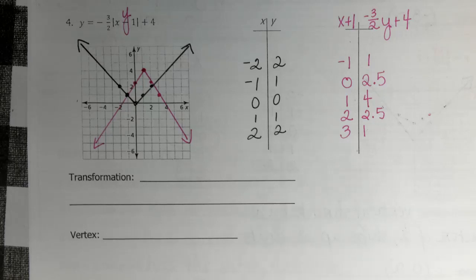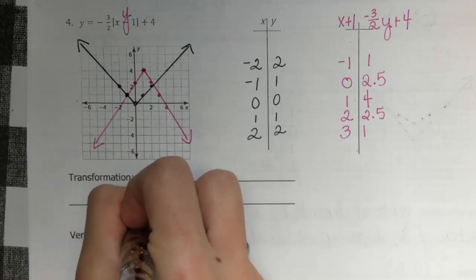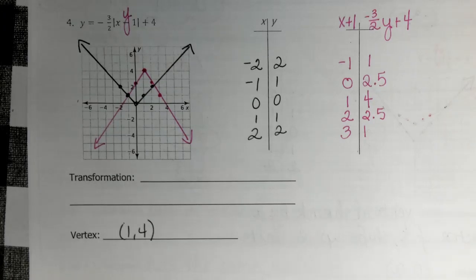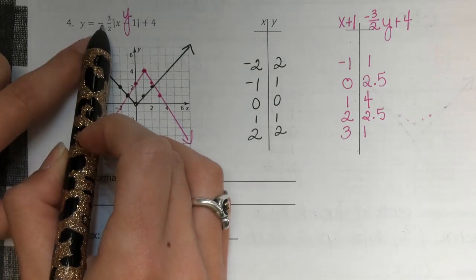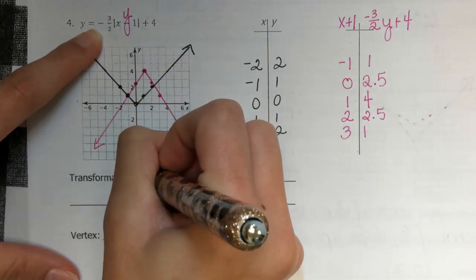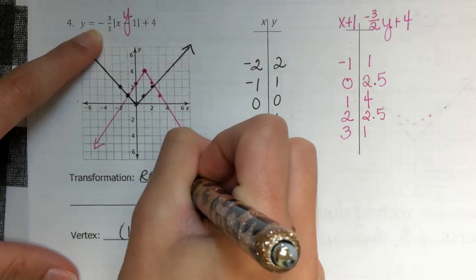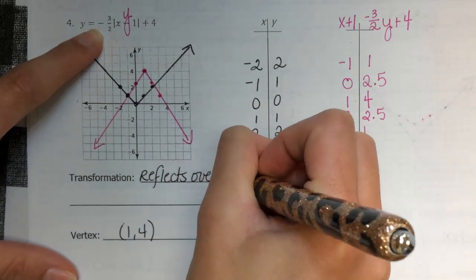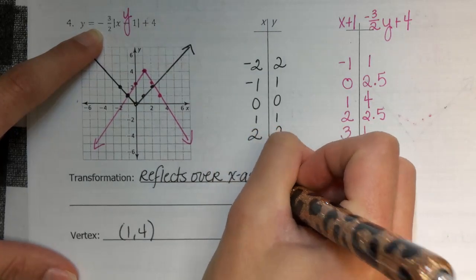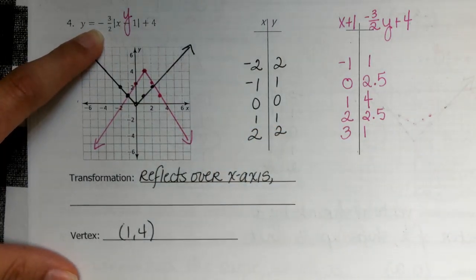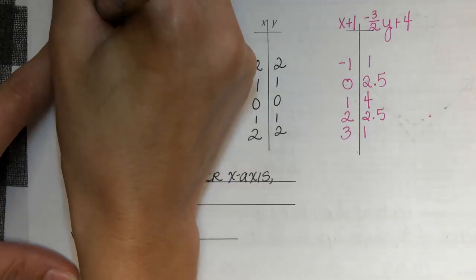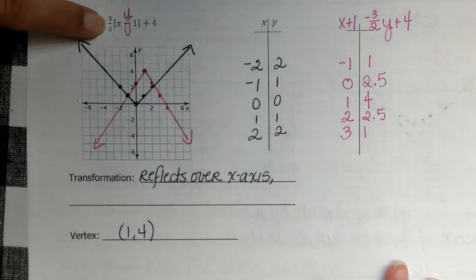What's my new vertex? Now, how many transformations did I have? I have 4. Okay, so if I start from the left, what does that negative tell me? It reflects over the x-axis. Okay, then I'm done with that negative. That negative does not tell me anything else.